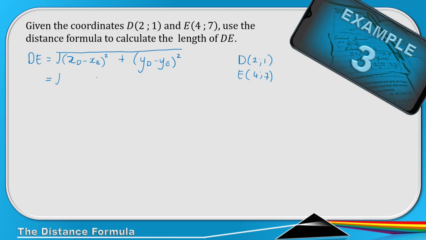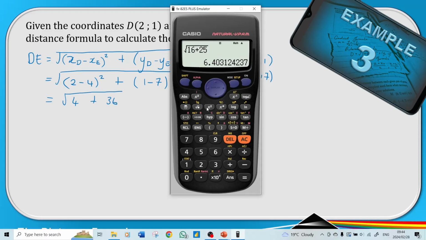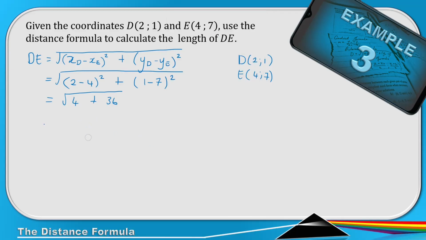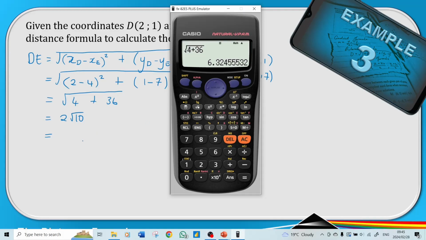So I'm just going to say 2 minus 4, squared, plus 1 minus 7, squared. Okay, and then negative 2 squared gives me a positive 4, and 1 minus 7 is negative 6, and negative 6 squared gives me 36. Okay, and then let's put that onto the calculator. So this is 2 square root of 10. And then just to put it in decimal places, it is 6,32.